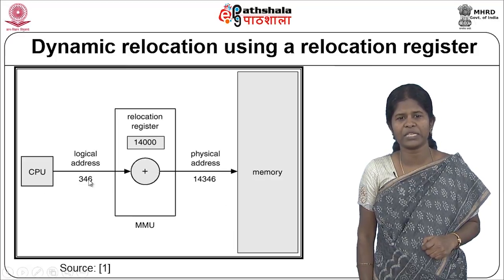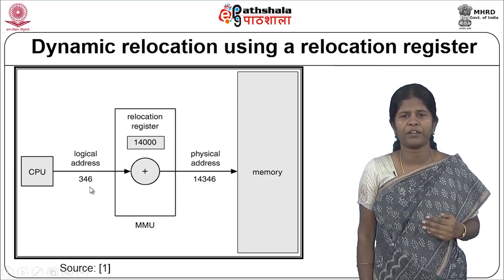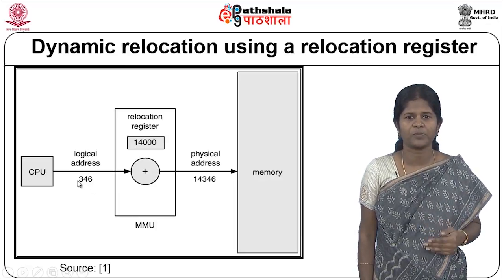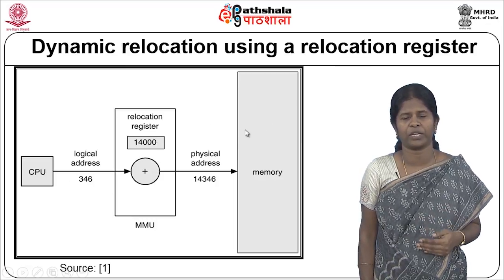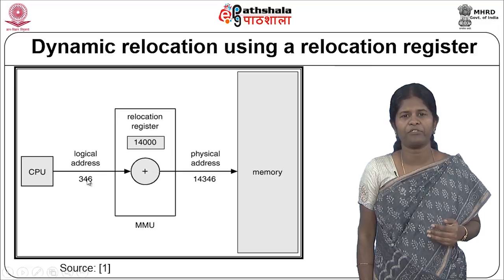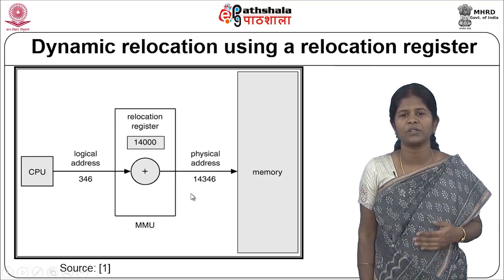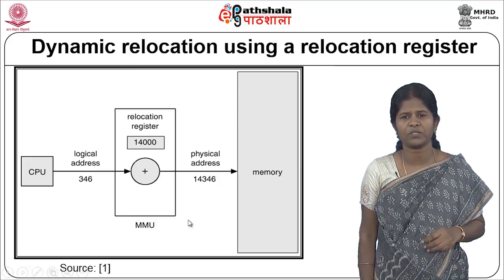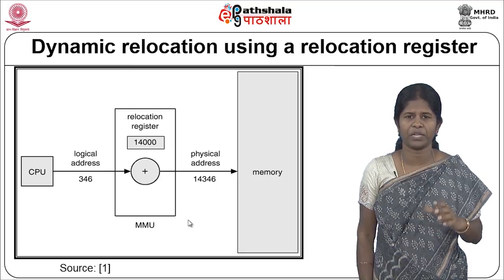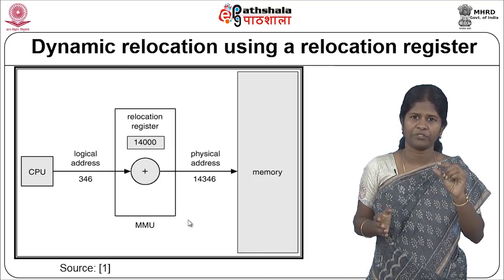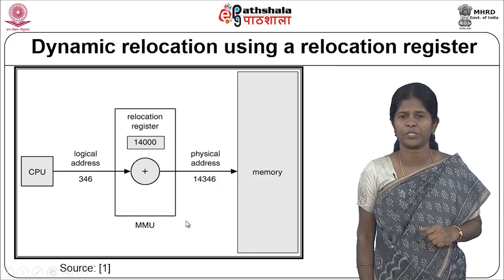So, this 346 is something which is related to that particular process. That is the 346th address in this particular process, and the process is placed in main memory starting from 14,000. So, this 346 in that process should correspond to 14,000 plus 346. So, that should be 14,346. This is a simple mechanism where the process is placed in main memory starting from some particular location, and if you know the starting location, you can get the exact address for any logical address that is generated.